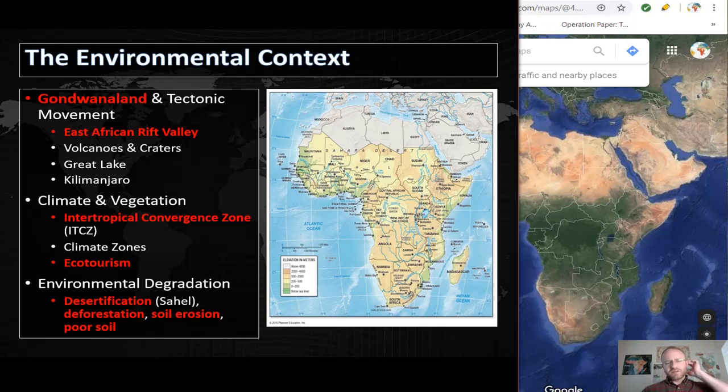The natural features of this region may have begun when Pangaea split into two supercontinents known as Gondwanaland and Laurasia. Now, the massive shifts in landforms over the past 200 million years have resulted in a number of interesting physical features in Sub-Saharan Africa, the most interesting of which are the East African Rift Valley, a series of volcanoes and craters in East Africa, the Great Lakes region, and finally Mount Kilimanjaro.